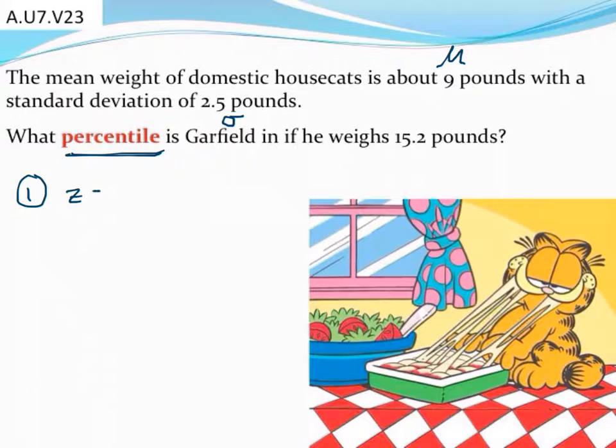To do that, we'll take our data point, which is his actual weight, 15.2 pounds. We'll subtract the average, which we're told is 9, and divide that by our standard deviation, which we're told is 2.5. Doing that calculation, we end up with a z-score of about 2.48. Remember, always use 2 decimal places.